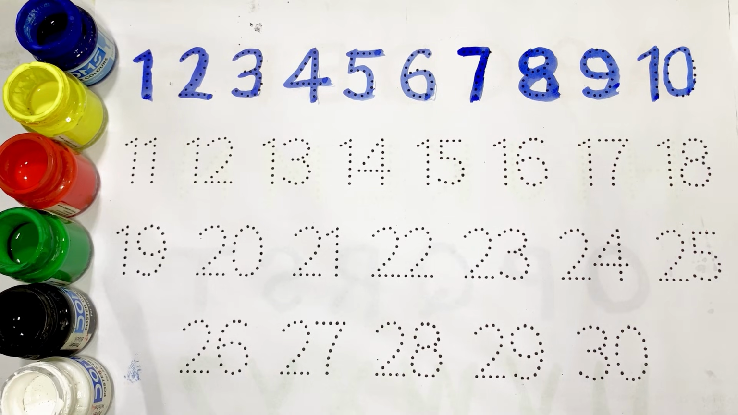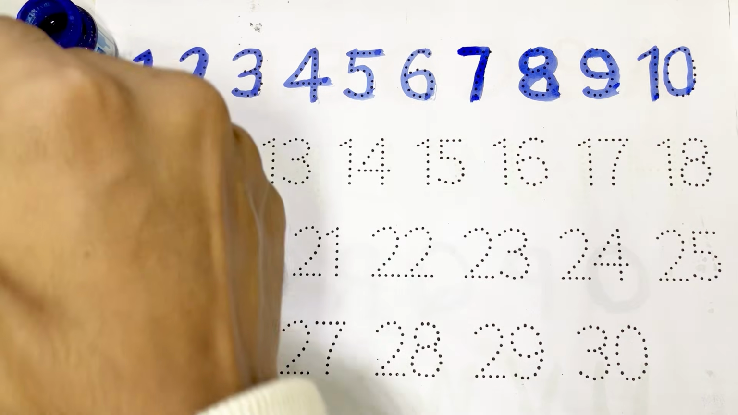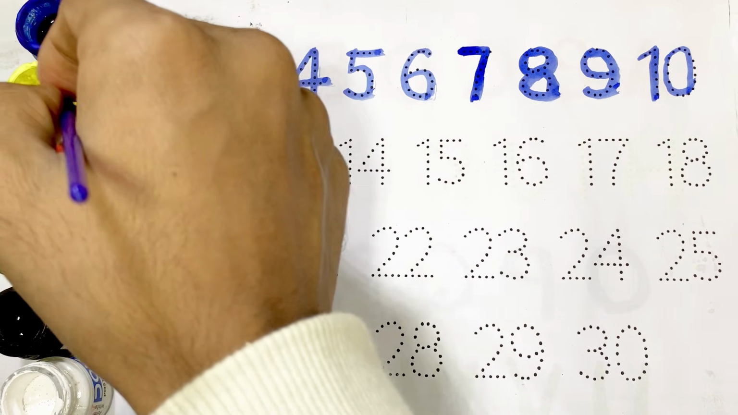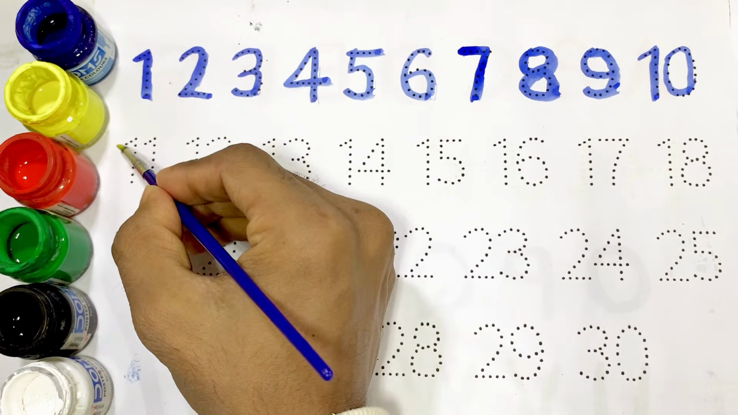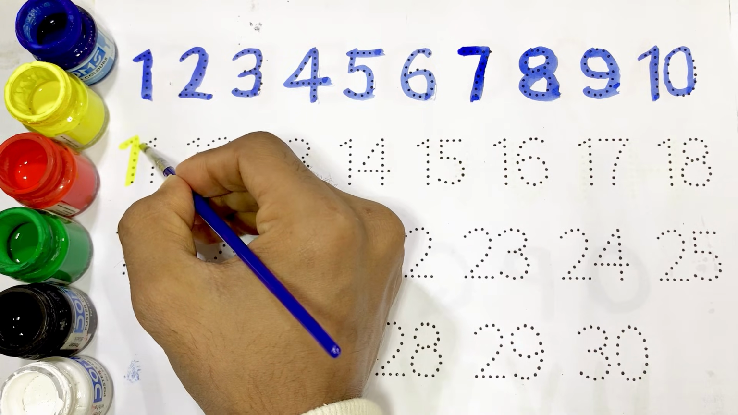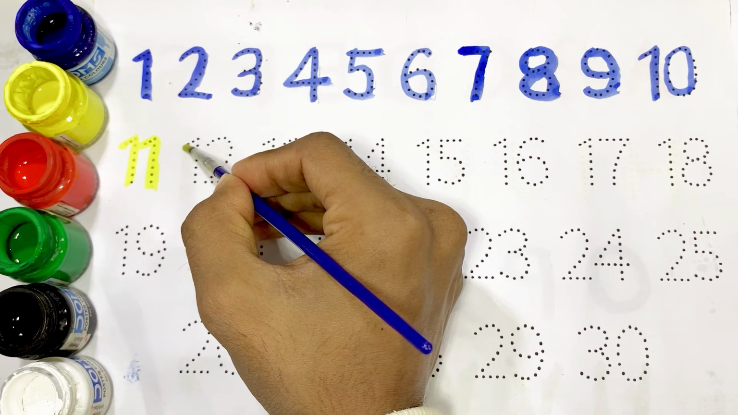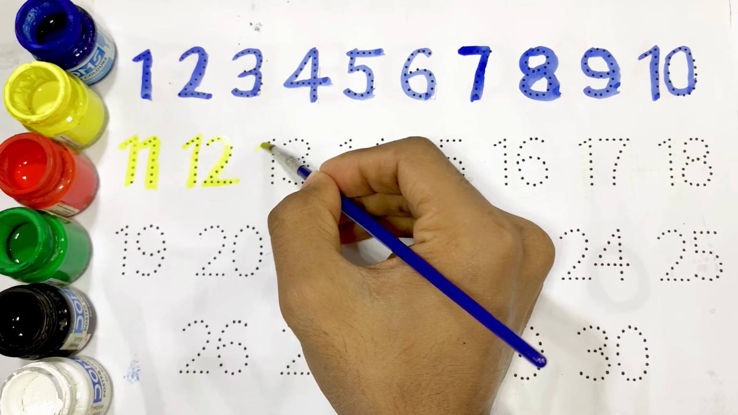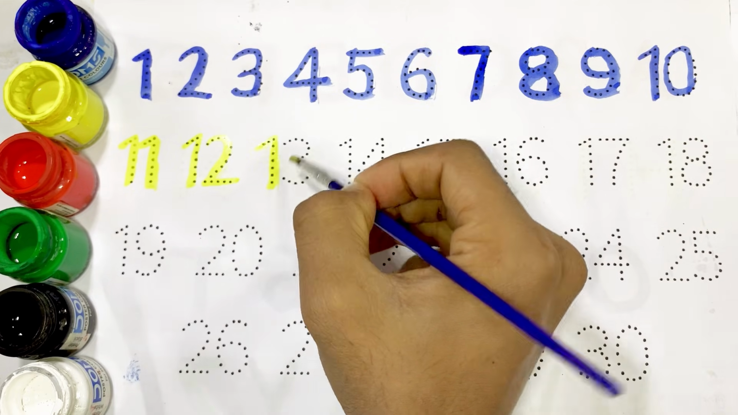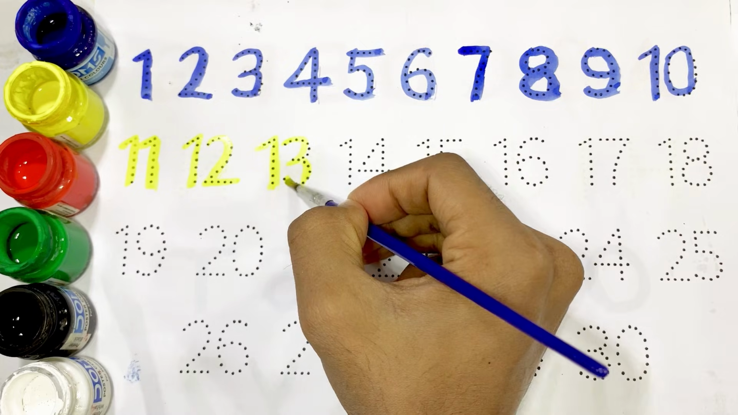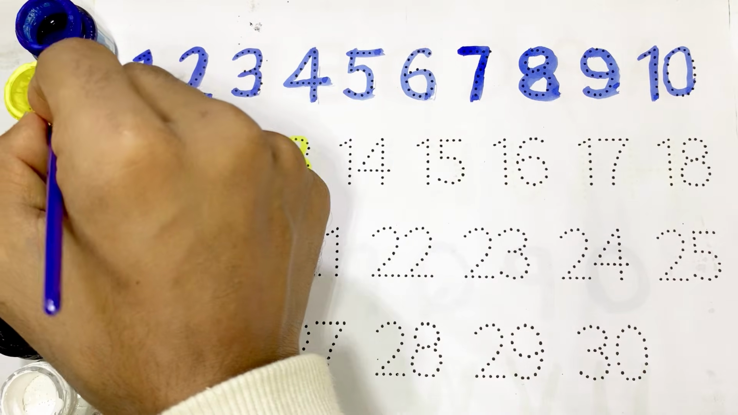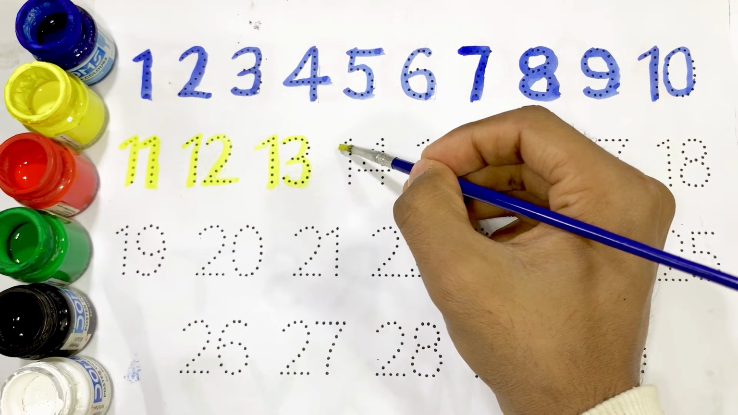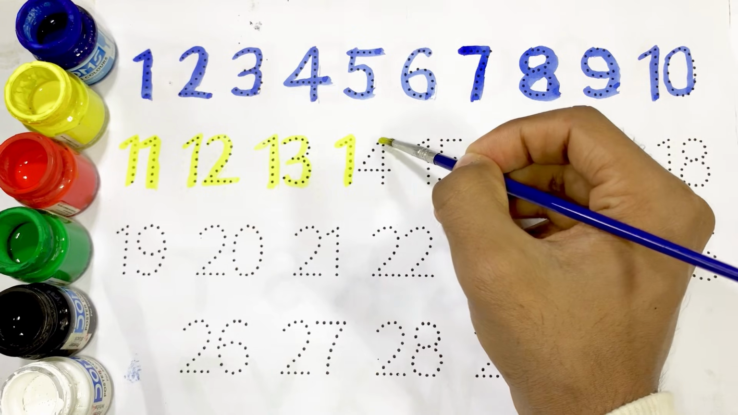Now 11. The numbers of 11 and up is yellow color. Yellow color. This is 11. This is 12. This is 13. This is 14.